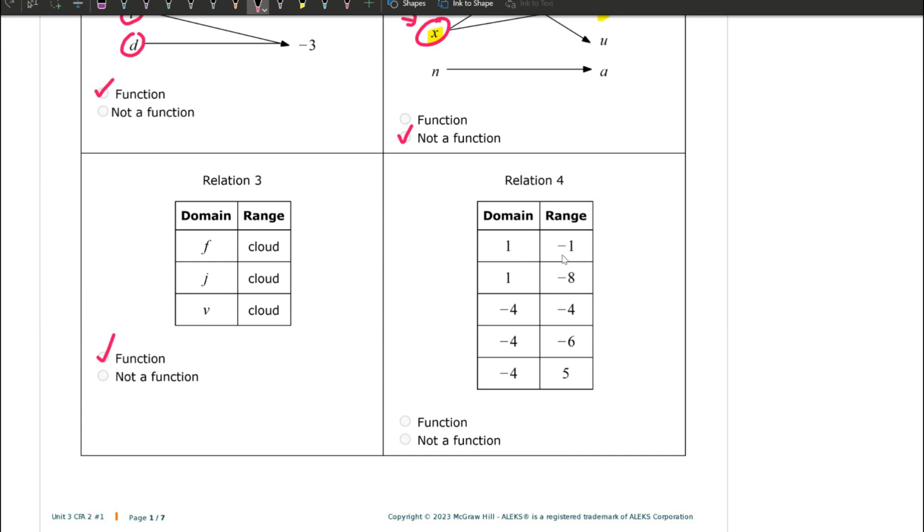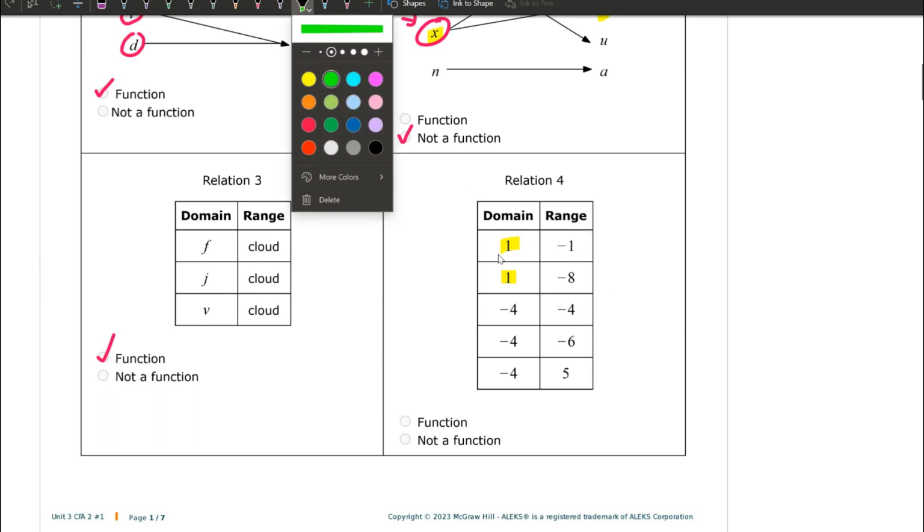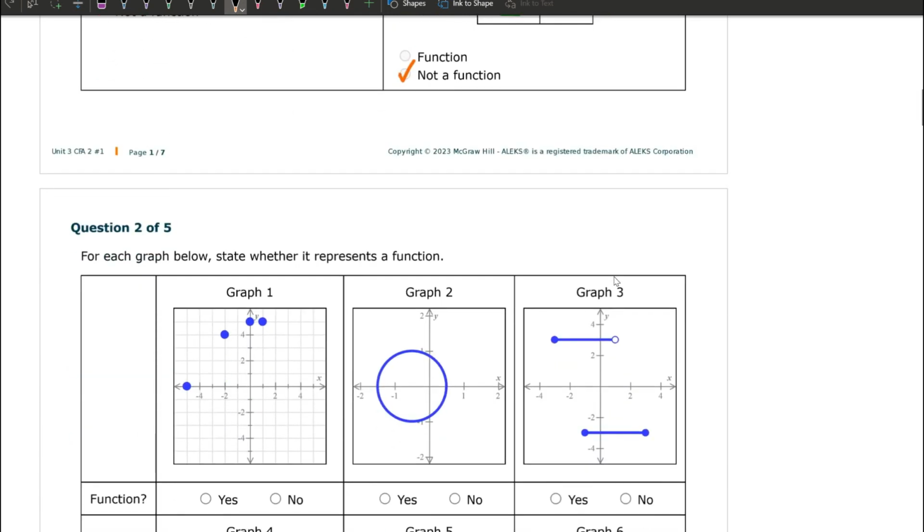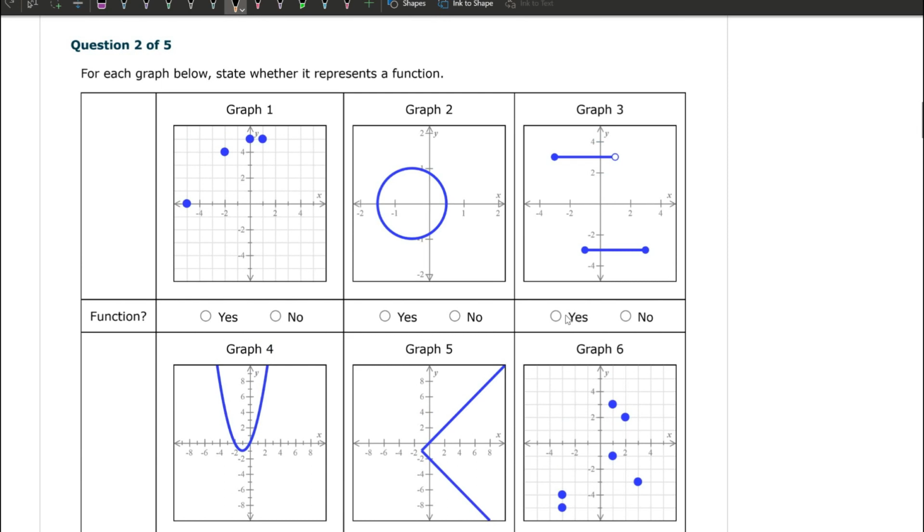Number 4, we have 1 going to -1, 1 going to -8. You see that the domain, the same person going to 2 different places, is not allowed. And if we continue, this is already a problem. It's not a function already. If you continue it, you will see -4, same person but going to 3 different places. It's not allowed, so it's not a function. Okay, so domain is not allowed to be repeated. That is the narrowing down of a function.